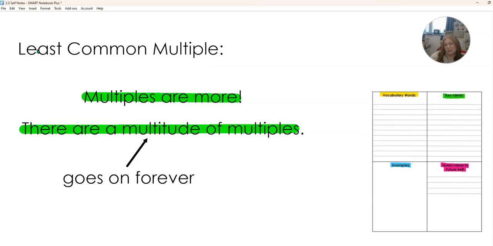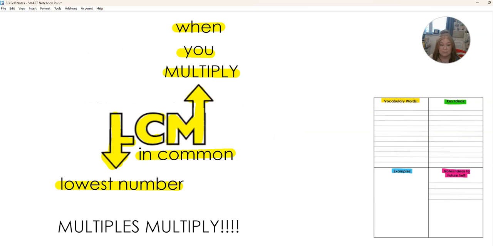Lots of us like to start with this little word and we're like, oh, least. And we start at the beginning and we start making numbers that are littler, but that's not what we're doing. No, multiples have to get bigger and be more.